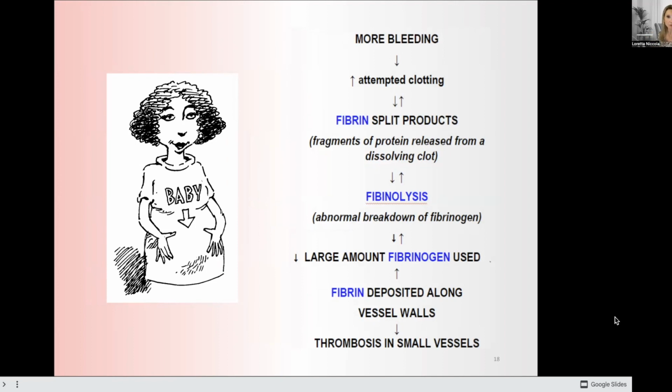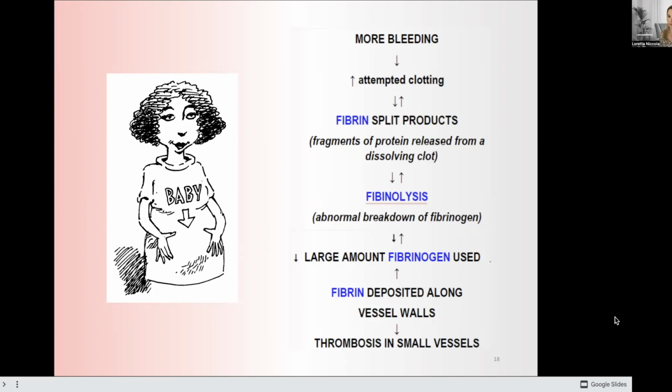You have fibrin split products now floating around. These are proteins dissolved from a clot. So it's breaking down the clot. You've got fibrinolysis going on here, breaking down the fibrinogen. And then it leads to large amounts of fibrinogen being used, which also leads to fibrin being deposited along the vessel walls. So what does that do?